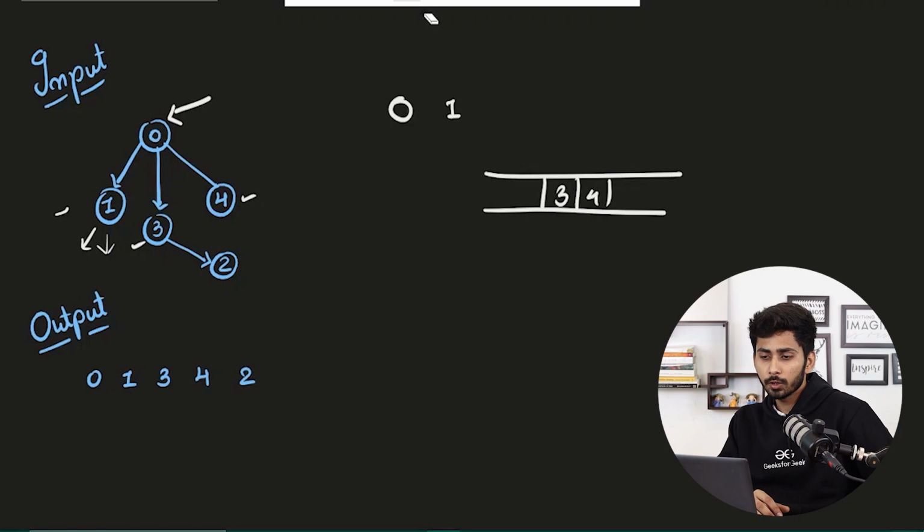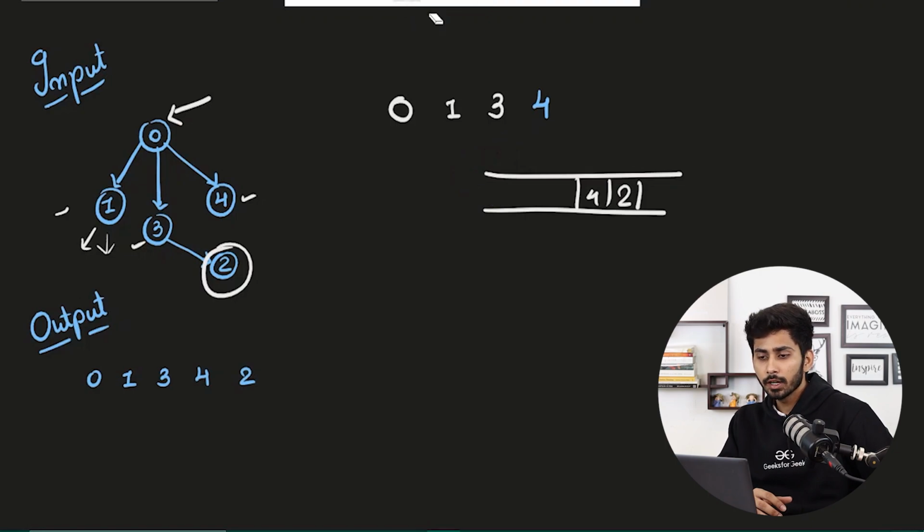And now again I need to do the same thing with 3: remove it from the queue and insert all the adjacent nodes of 3 in your queue. I can see that node 2 is not visited and it is not present inside my queue, so I'll be inserting 2. Now doing the same thing with the next element, that is 4, remove it from the queue data structure and insert all its adjacent nodes. But over here you can observe no adjacent nodes are present.